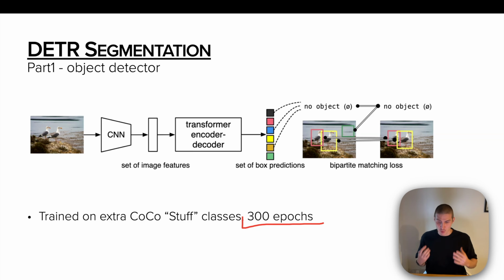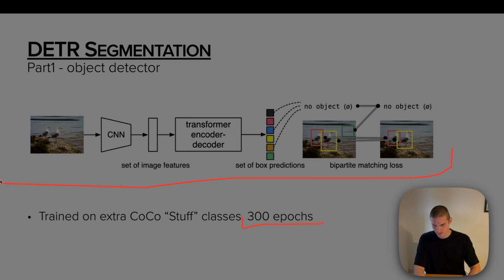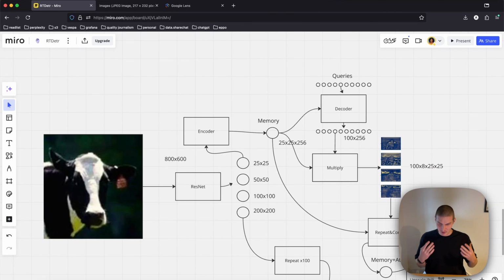and then we freeze the weights for this object detection part, pretty much the entire transformer, and then we start training the segmentation part. This is the diagram I came up with that replaces the overcomplicated diagram from the paper, and let me walk you through that.